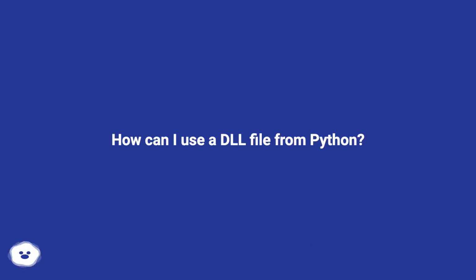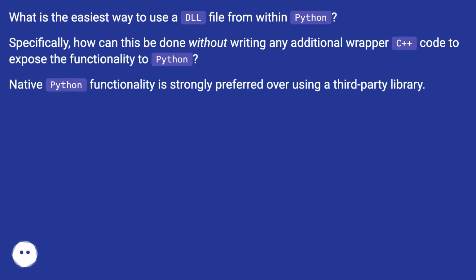How can I use a DLL file from Python? What is the easiest way to use a DLL file from within Python? Specifically, how can this be done without writing any additional wrapper C++ code to expose the functionality to Python? Native Python functionality is strongly preferred over using a third-party library.